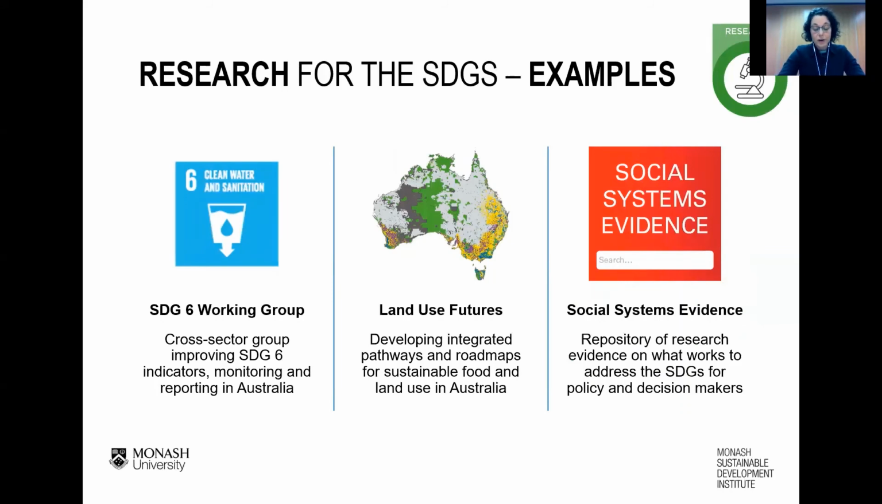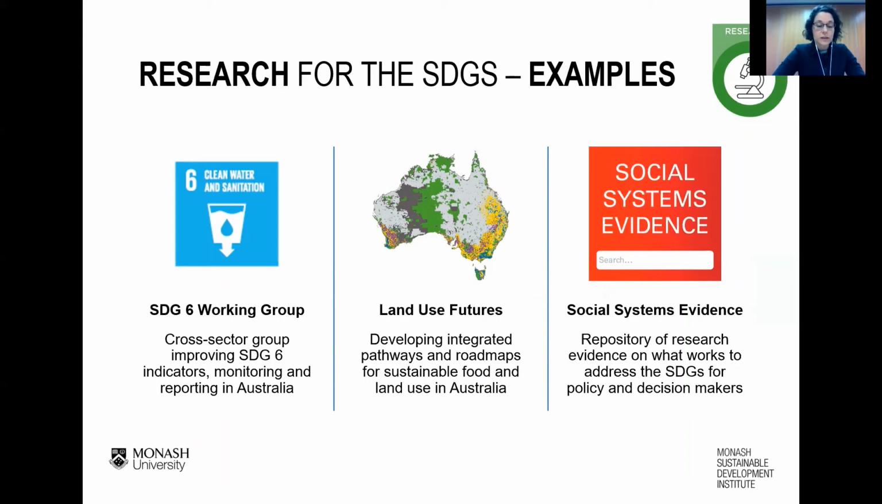Here are 3 very brief examples of research for the SDGs from my university. There are many, many other things universities can do. The SDG 6 working group is a cross-sector group of water experts that we brought together to look at how monitoring and reporting on SDG 6 in Australia can be improved.